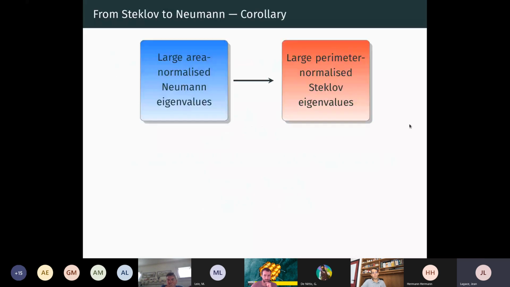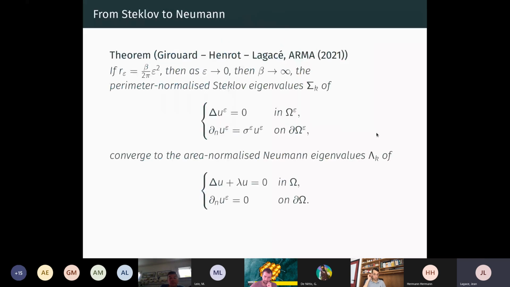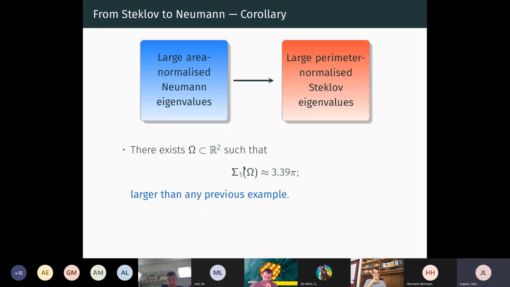Now, what does this allow us to say? This allows us to say that large area normalized Neumann eigenvalues imply large perimeter normalized Steklov eigenvalues. Because if I start with a domain here that has a large area normalized Neumann eigenvalue, then I can approximate that with a sequence of domains inside and reach as large a number with the Steklov problems. So there exists a domain in R2 such that its first normalized Steklov eigenvalue is about 3.39 pi.